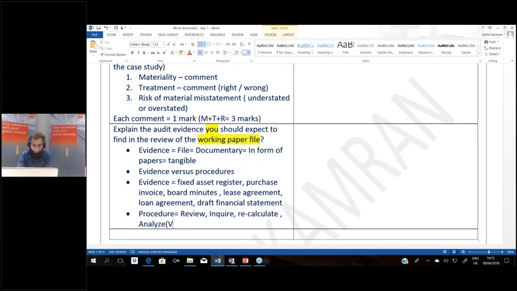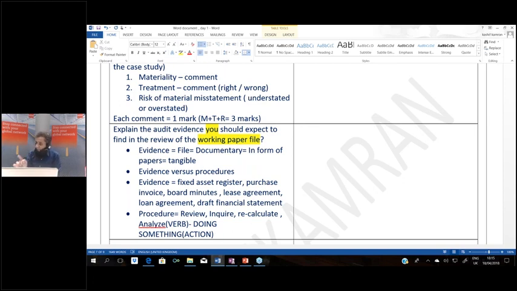So the procedure means you're doing something, right? So the verb means you're doing something. Action, action. So when I am writing the evidence, I am writing something in the form of a document, right? I cannot write something in the form of a procedure. I cannot write something in the form of an action verb, right?